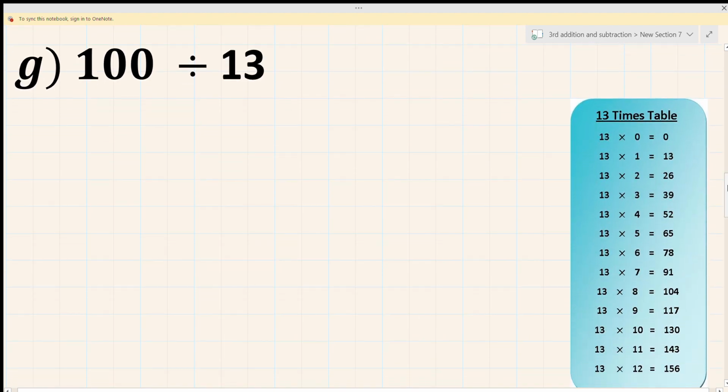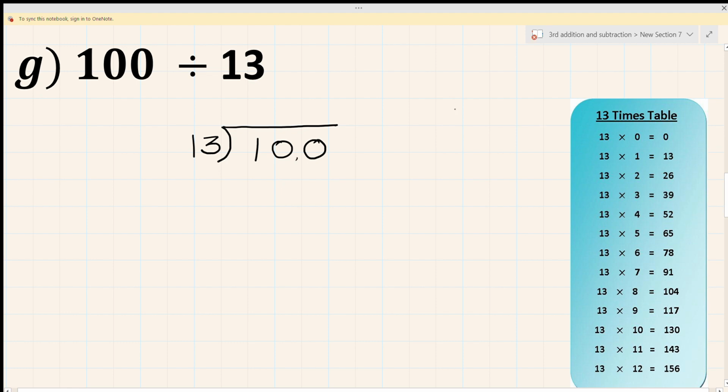Yes, the next question is 100 divided by 13. First we will arrange the numbers. Draw the division bar. You should write 100, that means the dividend, inside the division bar. The divisor should be outside the division bar. 13 is the divisor here. So we have to use the 13th table. As I told you, if the divisor is a 2-digit number, you have to take 2 digits in the dividend. Yes, now we have taken 2 digits.